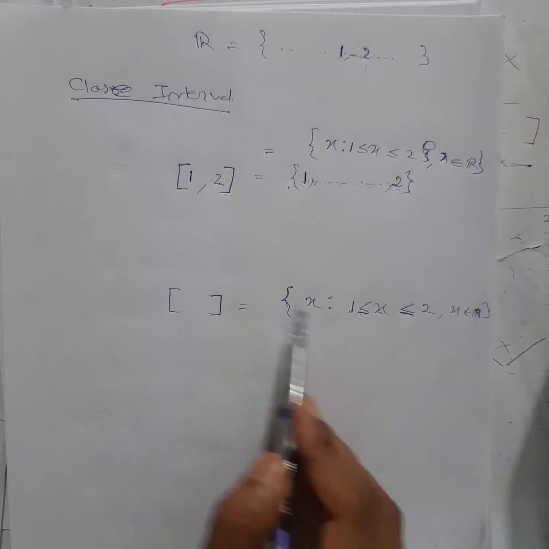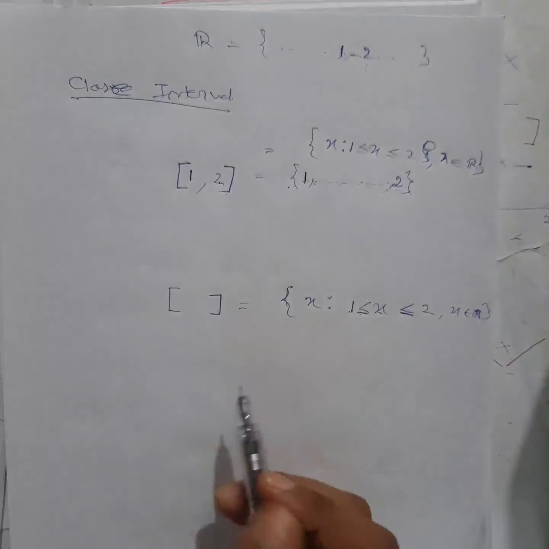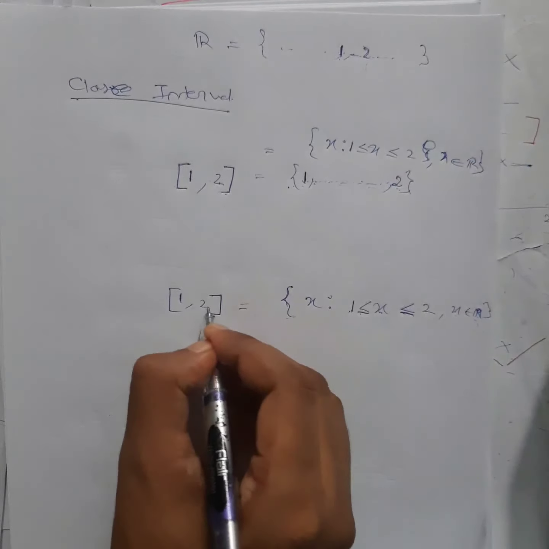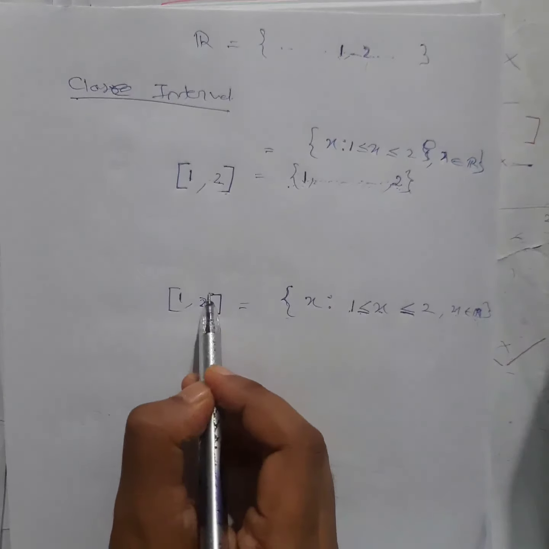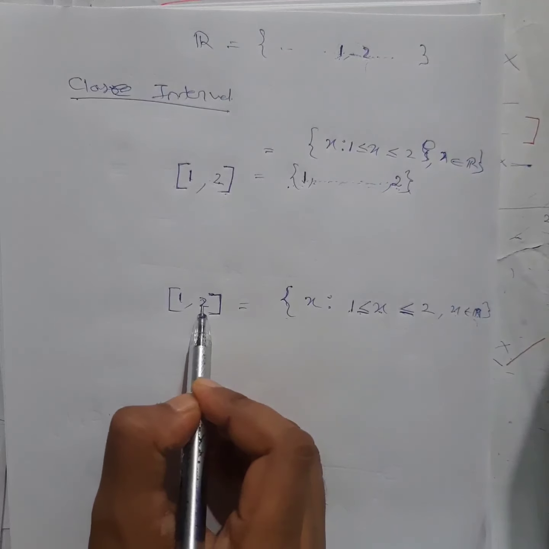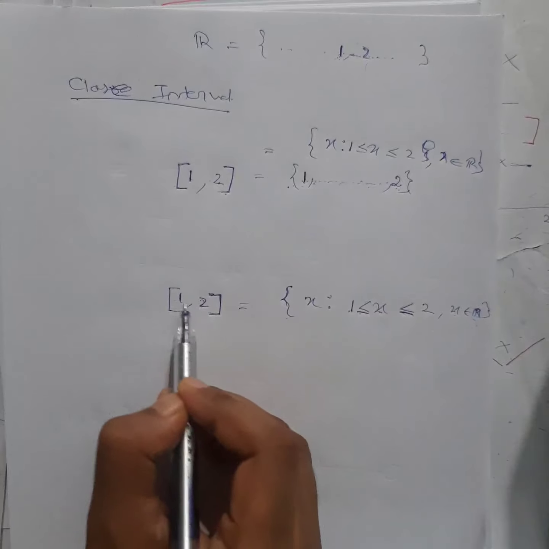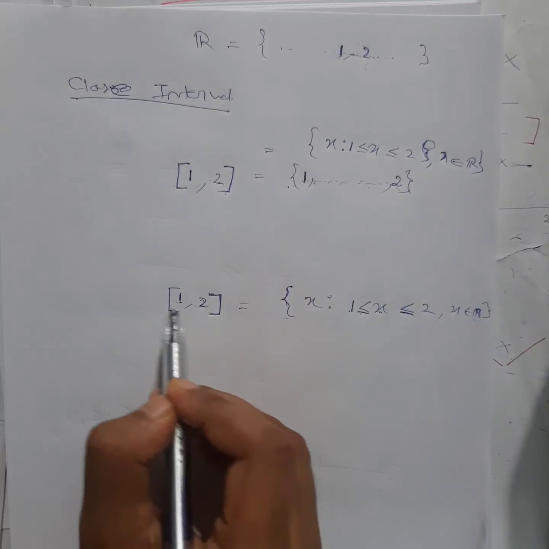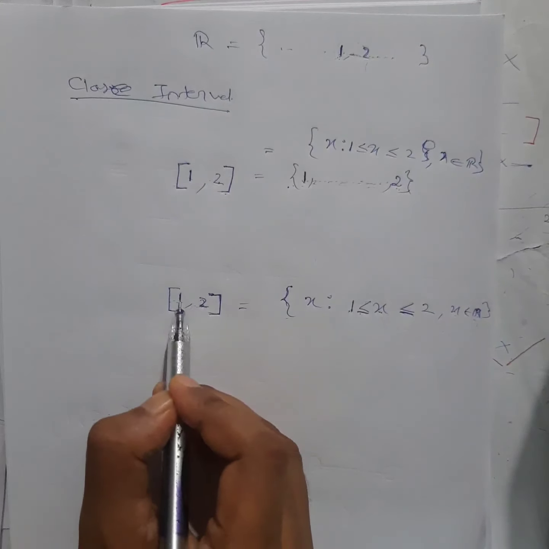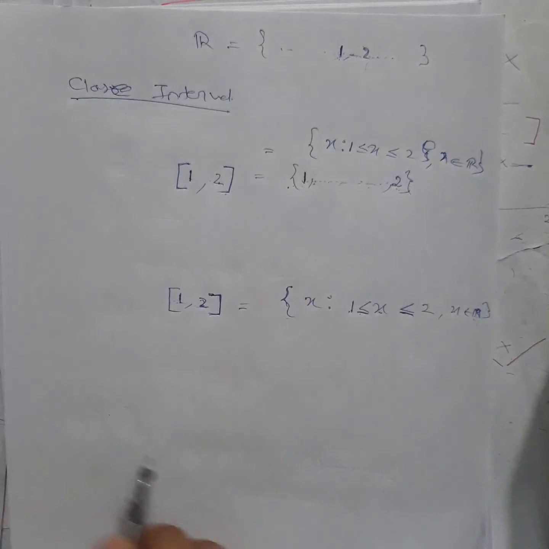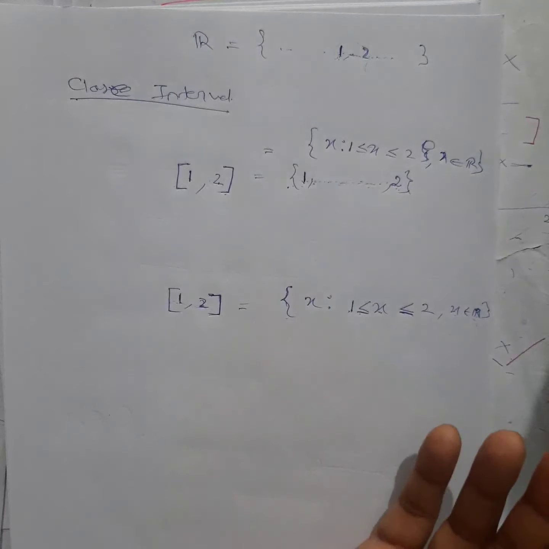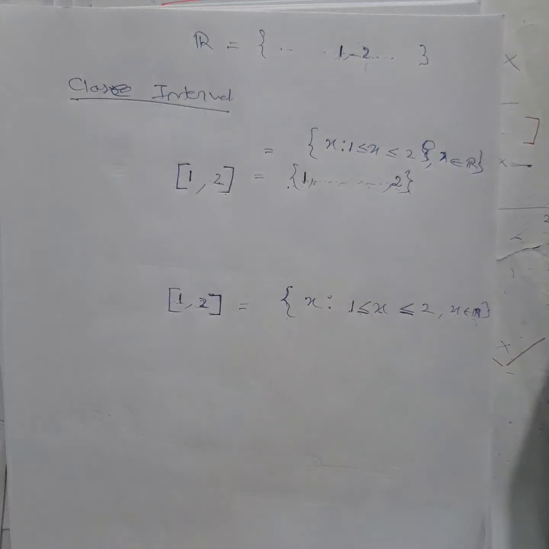This is the roster set builder form for this closed interval here. When you have this bracket, understand that the elements at this end are included. This one is included, and between these, whatever elements are there, all will be there in the set. But we cannot list infinite elements, so we only use set builder form to write it down.